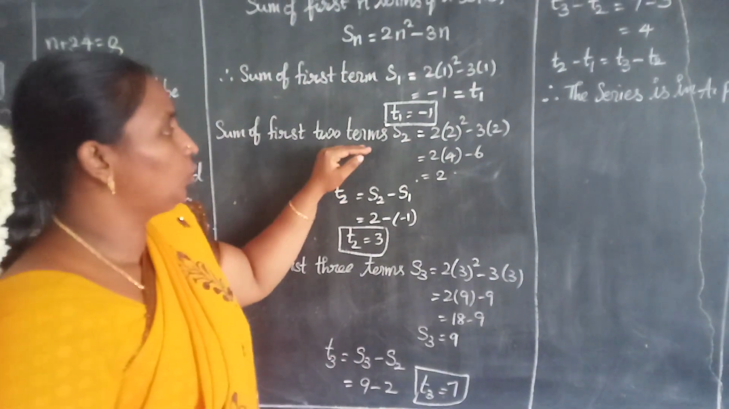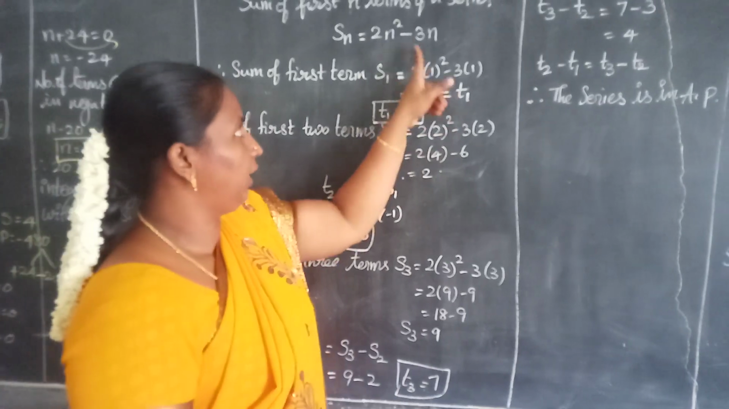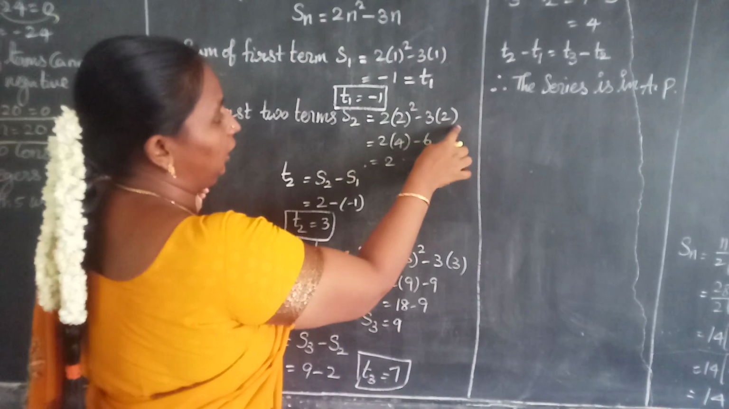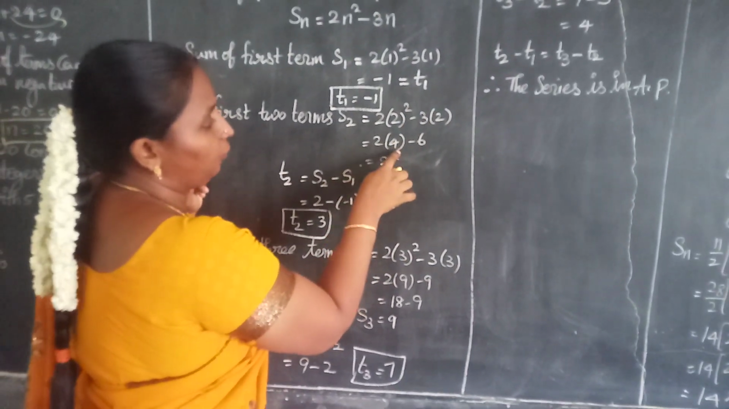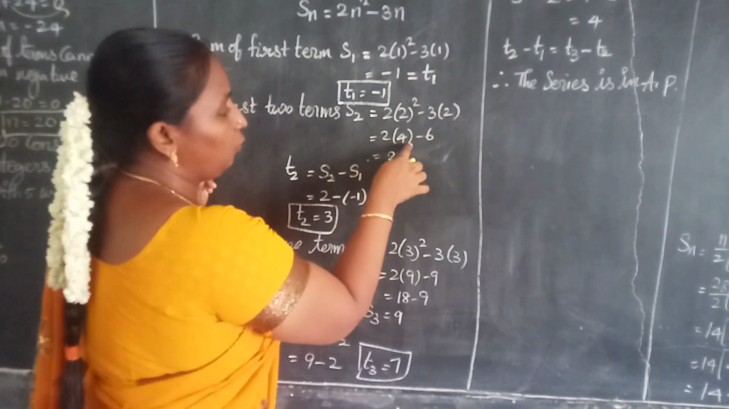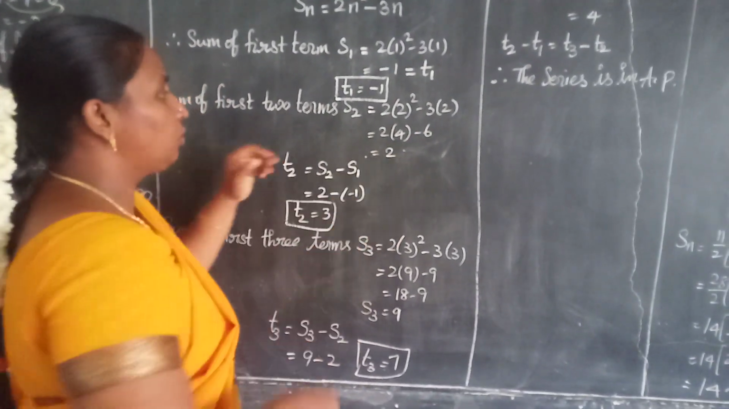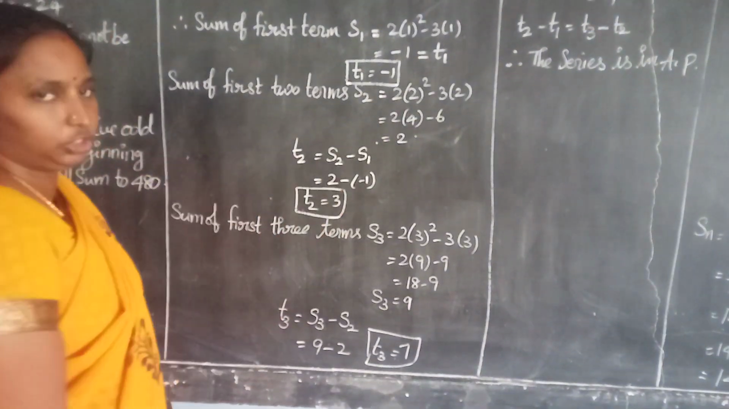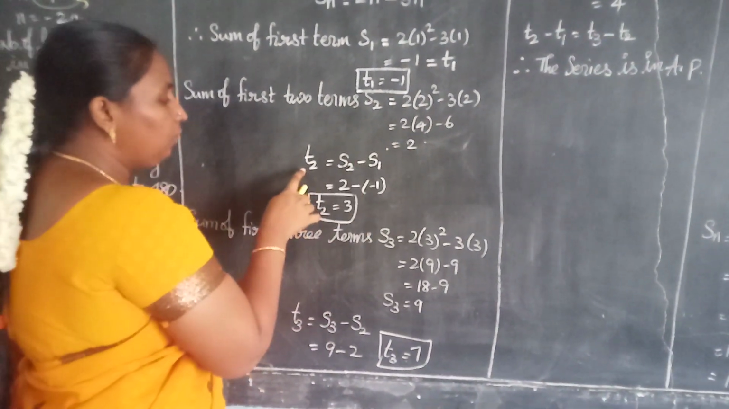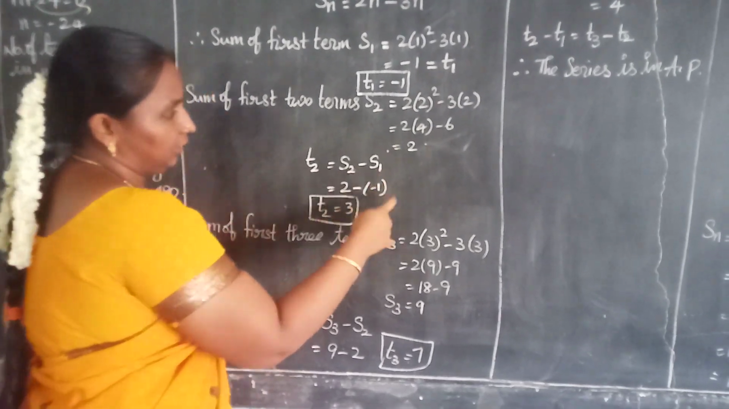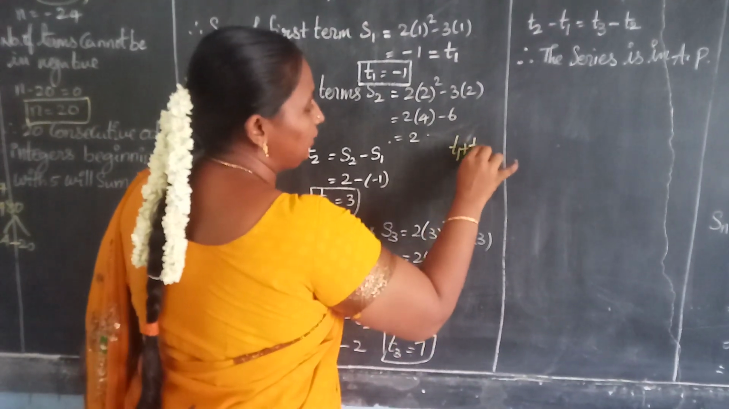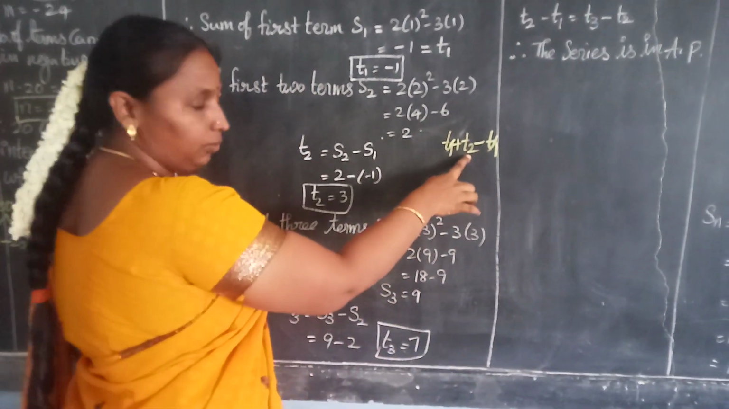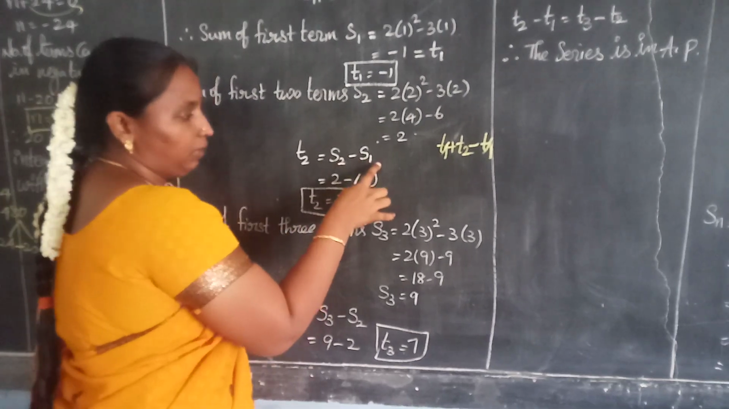Next, the sum of the first two terms, S2: instead of n we substitute 2. So 2 into 2 square minus 3 into 2. 2 square is 4, 2 fours are 8, minus 3 twos are 6, so you get 2. So S2 is the sum of the first two terms, that is T1 plus T2, which is 2. So how to find T2 now? S2 minus S1. S2 means T1 plus T2, and S1 is T1. Both we know. So T2 equals S2 minus S1.